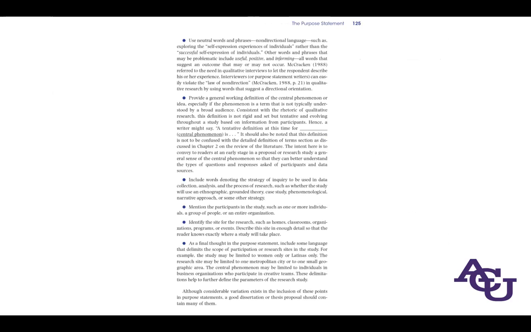All right, one last page that I wanted to look at before we move on. So the second item here says, provide a general working definition. This is basically a setting out what you're going to be doing. So if you say, well, I'm going to study happiness, well, tell us how you're going to study happiness. Is there a specific survey that you're going to use? Are you going to interview people and then code their responses? Whatever that happens to be, tell us what that will be. Next one, include words denoting the strategy of inquiry. Okay, yes, tell us how you're going to go about doing this using specific research language.